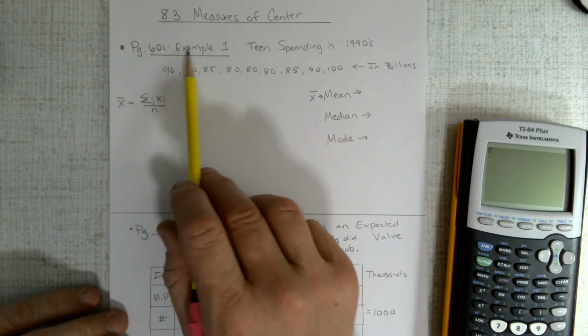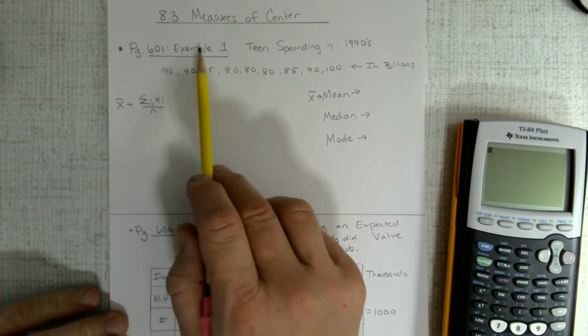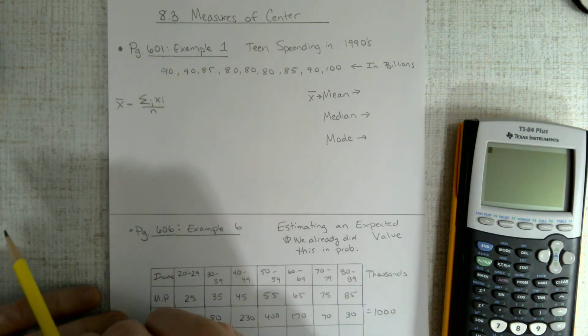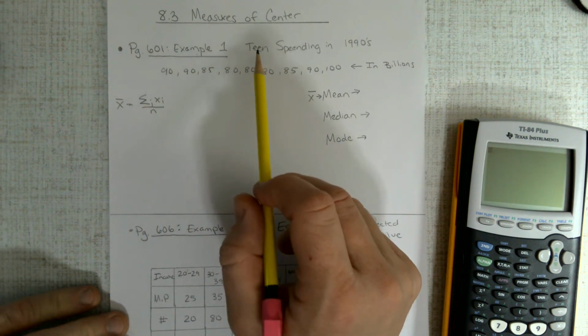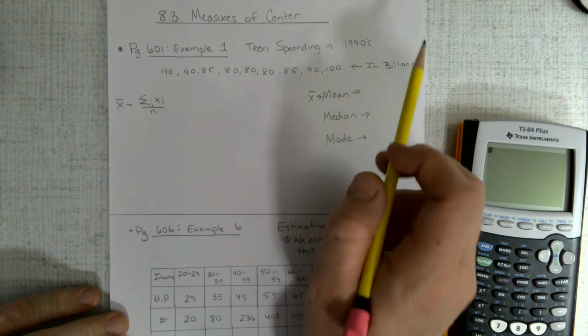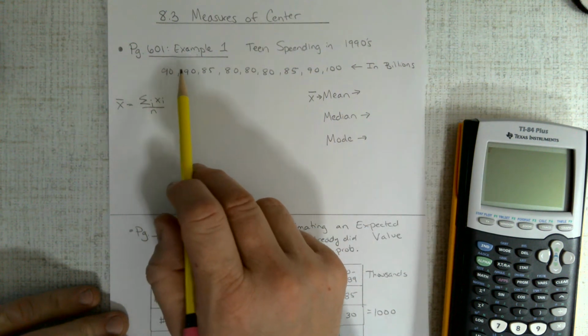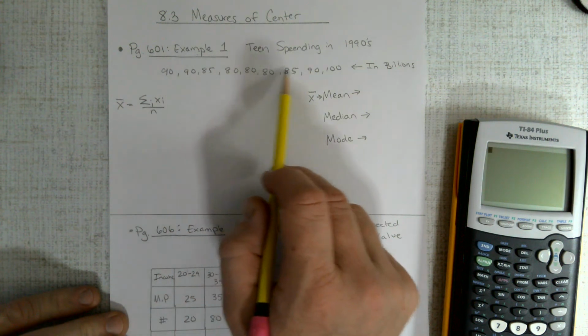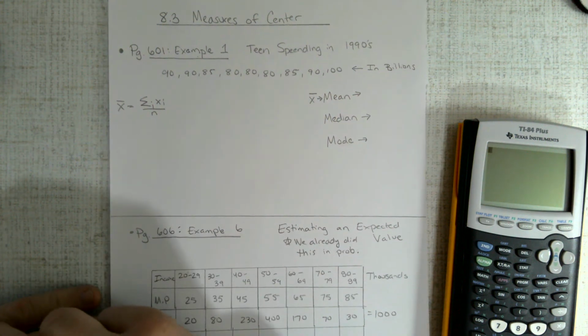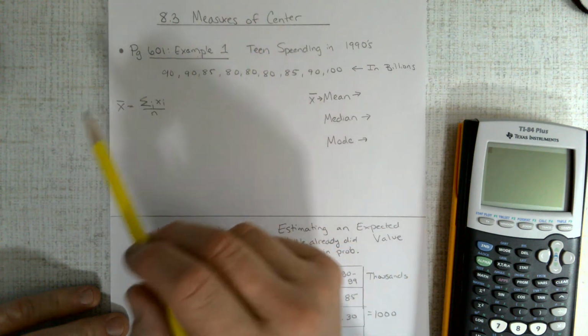So page 601, example 1. You have this page, you have this example, go back and look at it if you need some more help. It's talking about the spending that teens do in the 1990s in billions. In the 1990s, teens spent 90 billion, 90, 85, 80, all the way down all these different years. So what we want to do is figure out what's normal spending.